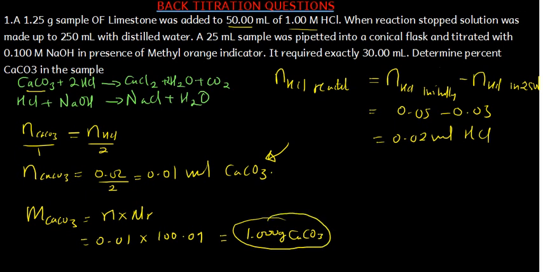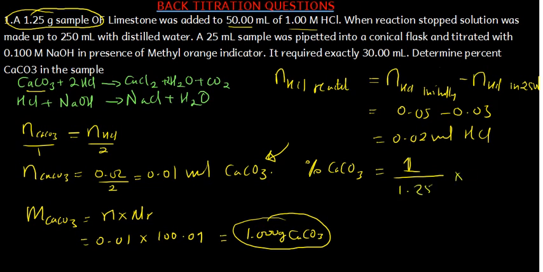Now notice that we were given this much, the sample of calcium carbonate at that mass, and only this reacted. That means there was some impurity. So the percentage of calcium carbonate in the sample is going to be what reacted over the total sample that we are given, that is 1.25, and then multiply by 100%. So that is going to give us 80%. So that is the percentage of calcium carbonate in the sample.